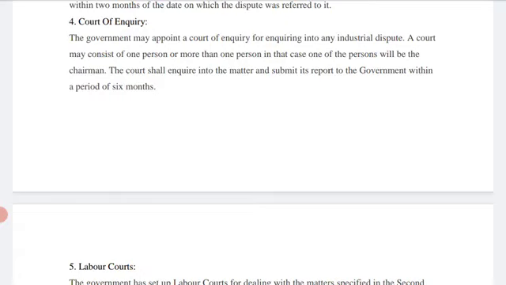The court shall inquire into matters and submit its report to the government within a period of 6 months. Okay, means what the court is supposed to do? The court is supposed to collect information related to the dispute and submit it to the government. What exactly has happened has to be told to the government within 6 months.